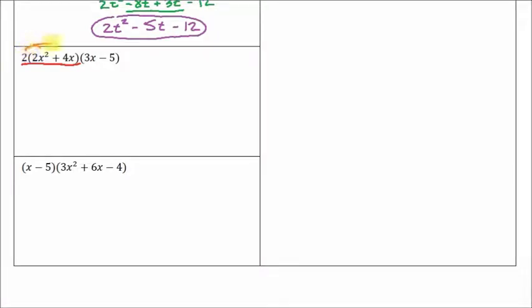We're going to multiply the 2 times the 2x squared and the 2 times the 4x. 2 times 2 is 4. And then all we have is an x squared here, so there's our first term. 2 times 4 is 8. And all we have is one variable x, so there's our x. Now that has become a new binomial. Put it in parentheses. And now you're going to carry down the second binomial, which is 3x minus 5.